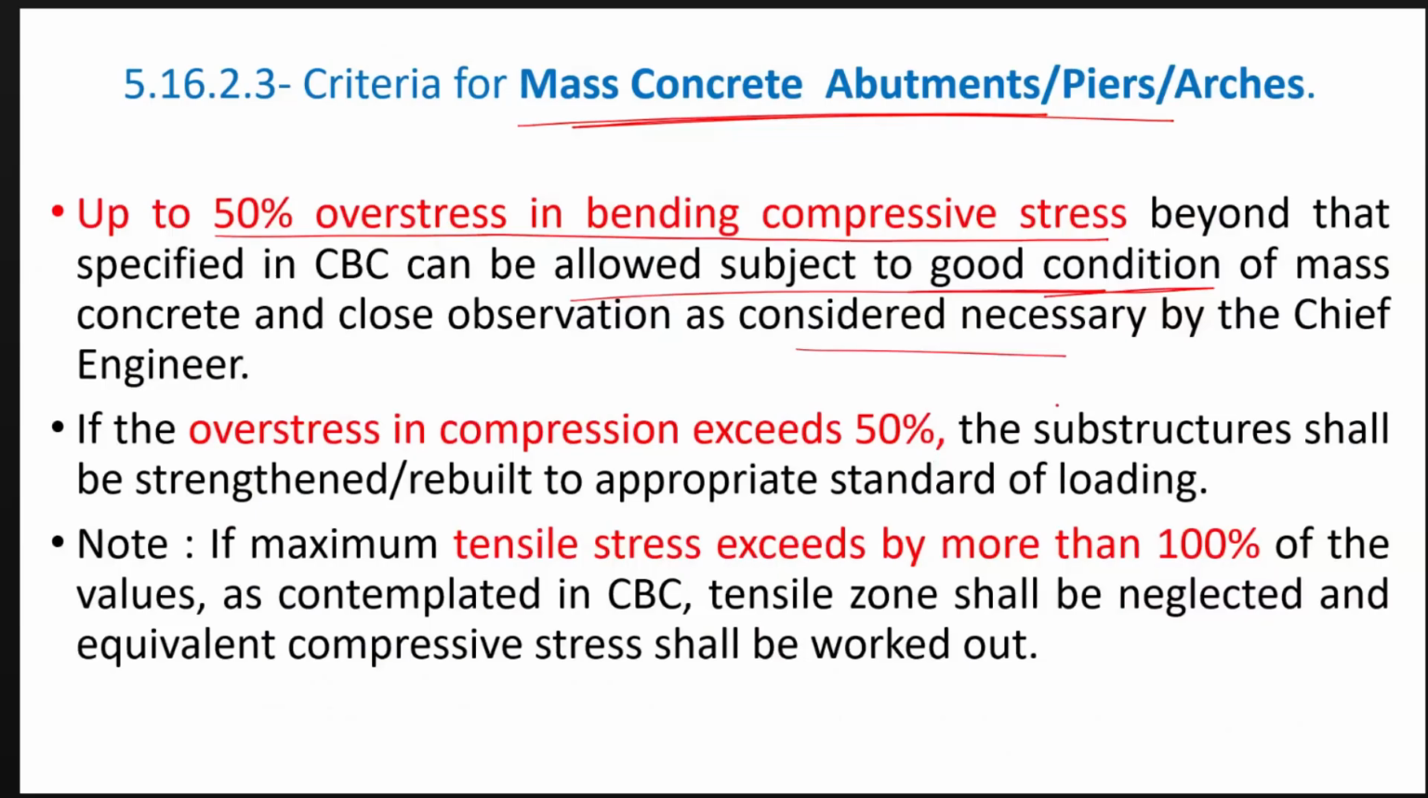If the overstress in compression exceeds 50%, the substructure shall be strengthened or rebuilt to the appropriate standard of loading. If maximum tensile stress exceeds the values given in the concrete bridge code by more than 100%, tensile joint shall be neglected and equivalent compression joint shall be worked out. Same as we have discussed earlier.